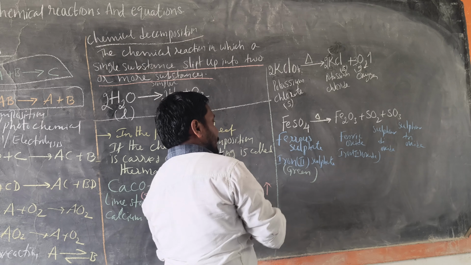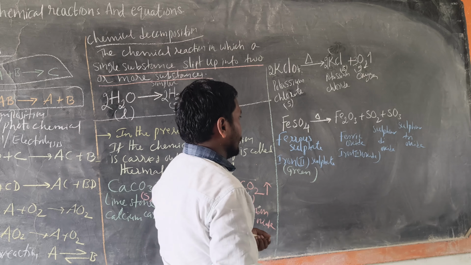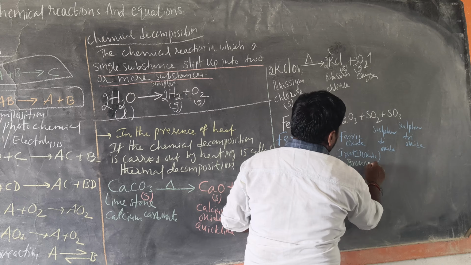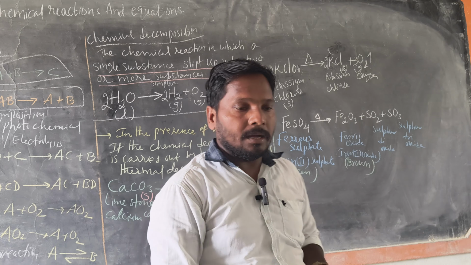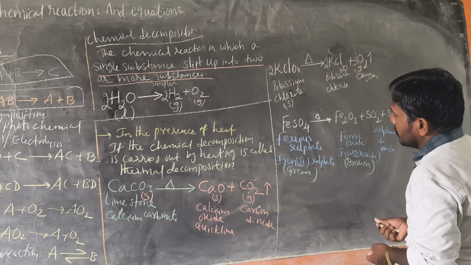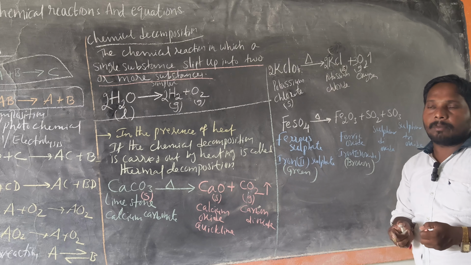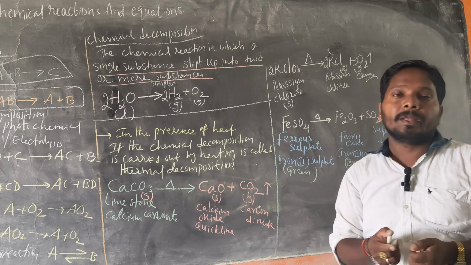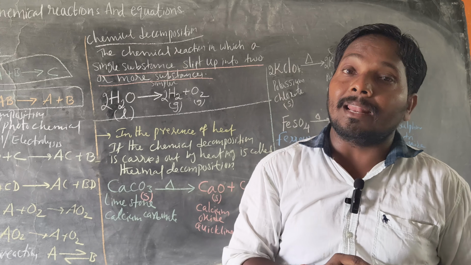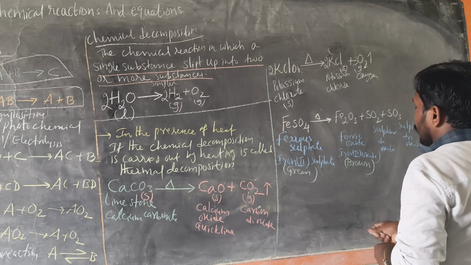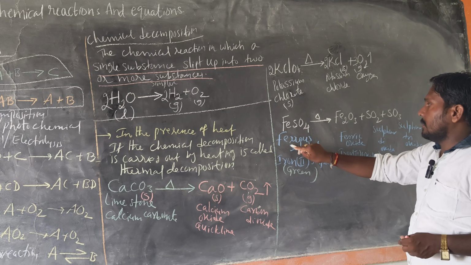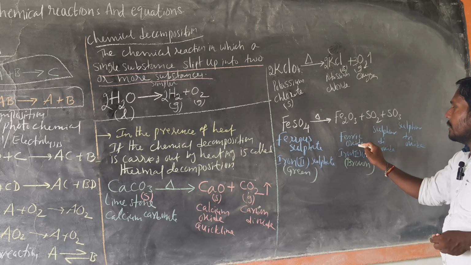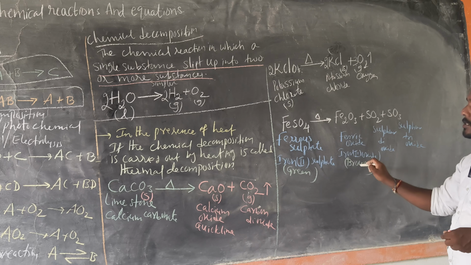When we heat the green iron sulfate or ferrous sulfate, it forms ferric oxide, which is brown in color. So as we discussed, one of the characteristic features of a chemical reaction is change in color. So green iron sulfate is heated, then it forms iron oxide or ferric oxide, which is brown in color.